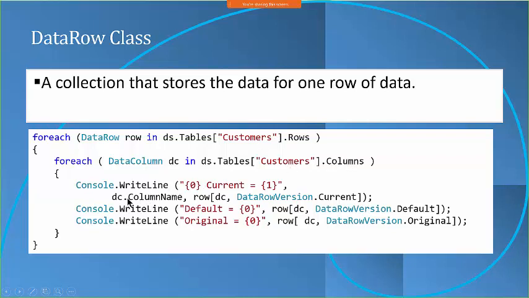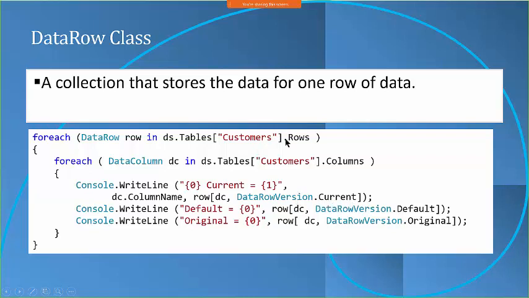write line, and notice, and then what we can do is we can say data column dot column name is going to go here, and then current equals, and we're going to take our data column, we're going to take our row, get the, pass in a data column, comma, and then there's a data row version: current, default, and original.